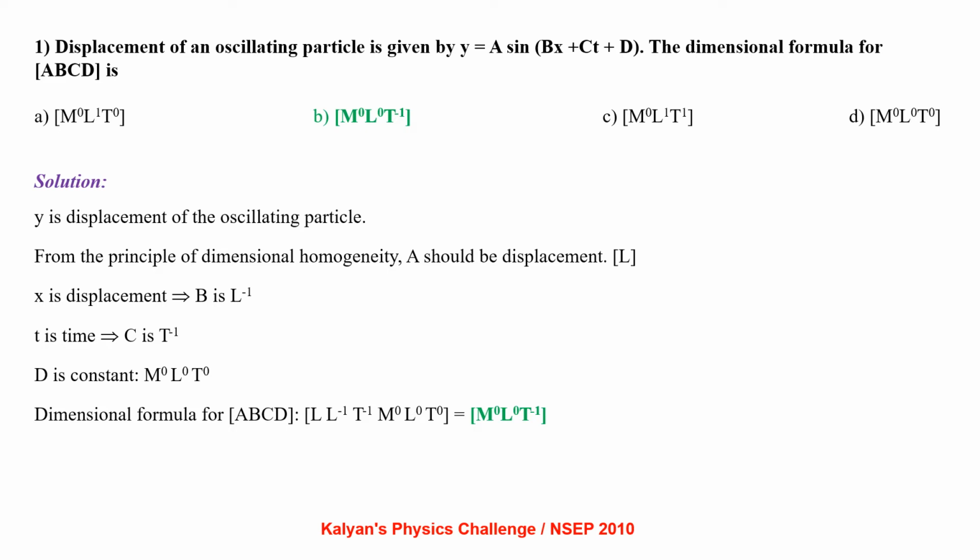Displacement of an oscillating particle is given by y equal to a sin(bx plus ct plus d). The dimensional formula for a, b, c, d is: y is displacement of the oscillating particle. From the principle of dimensional homogeneity, a should be displacement. x is displacement, so b is L power minus 1. t is time, so c is T power minus 1. d is a constant, so it is M naught, L naught, T naught. So the dimensional formula for a, b, c, d is M naught, L naught, T power minus 1.